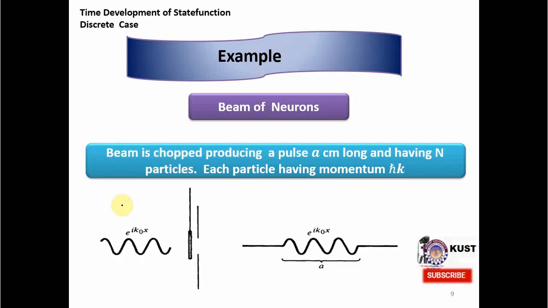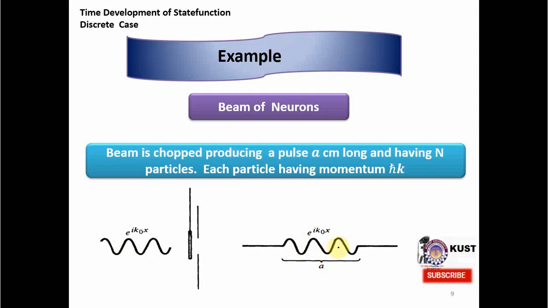For example, in this figure you can see this is a beam coming in, and by some mechanism you just chop it. I mean you remove the particles in the forward and backward space, and now this is the chopped beam of length a. Chopped means removing something from both sides. So the beam is chopped, producing a pulse.